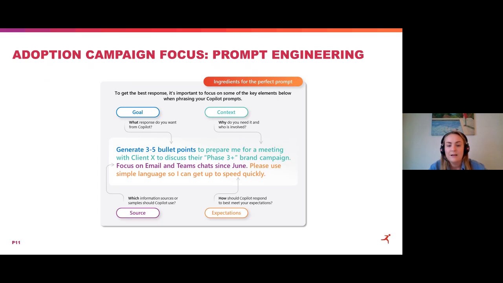I really love this little visual from Microsoft, the ingredients for a perfect prompt with goal, context, source and expectation. If you're UK based, that's an easy GCSE acronym to remember. But rather than just putting in one line, how can we give Copilot each of these different areas, the goal, the context, the source and the expectation, to get the most out of the technology? So we need to get people up to speed with prompting efficiently and effectively.